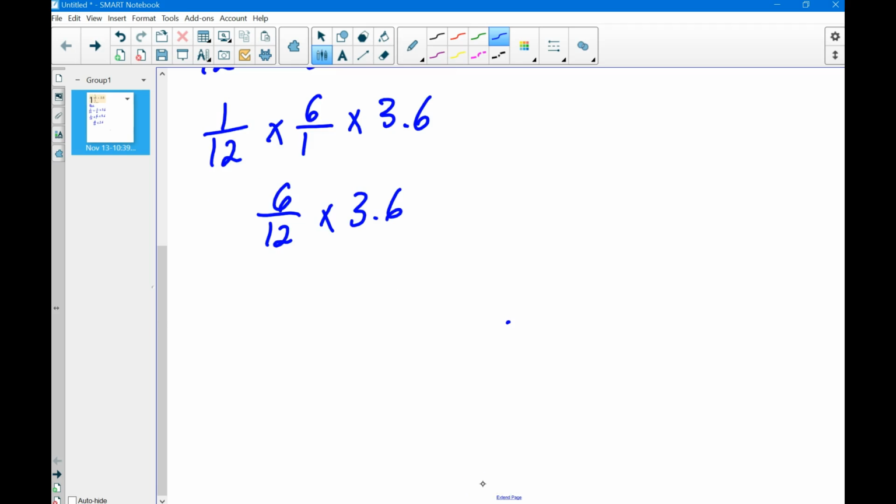6 over 12 can be reduced to 1/2. 1 over 2 multiplied by 3.6. For me, 1/2, I would just put in 0.5, but I'm going to show you the long way of doing it, just in case you get stuck. We can just take this piece right here.